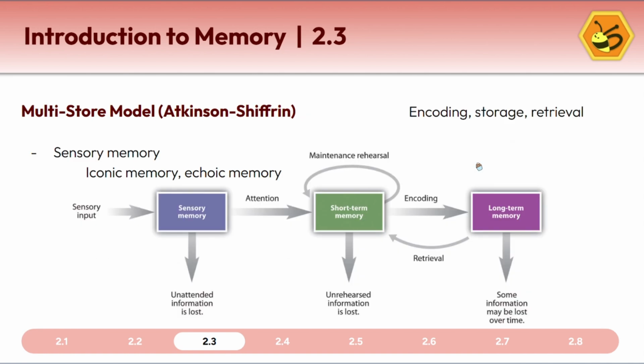Okay, here's the multi-store model, which is also known as the Atkinson-Shiffrin, I hope it's Shiffrin, model. The first stage here is sensory memory. Sensory memory is super short-lived, like it literally lasts less than a second. Iconic memory is just your visual sensory memory, and echoic memory is your auditory sensory memory.